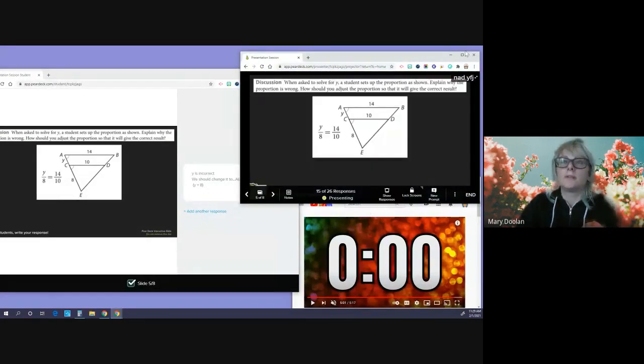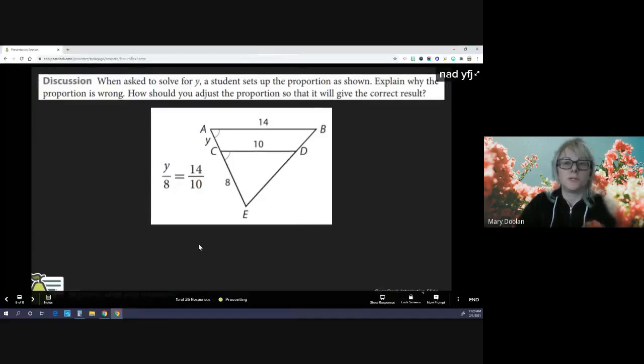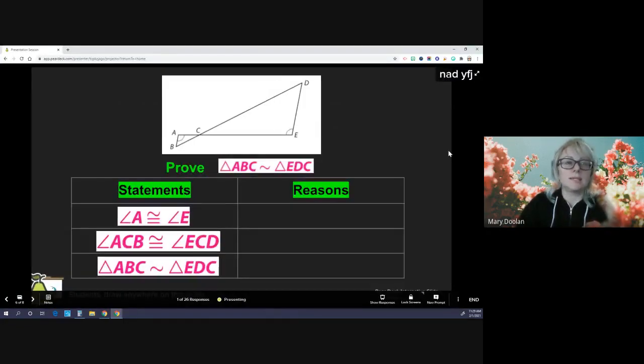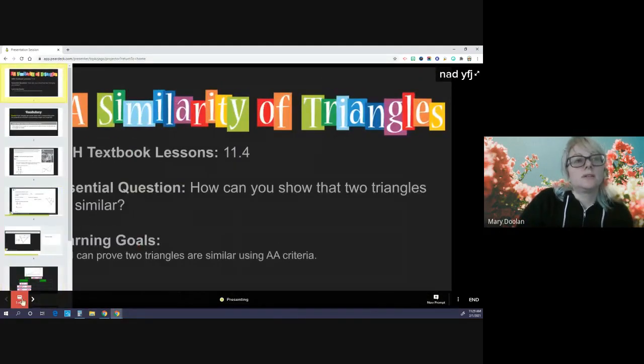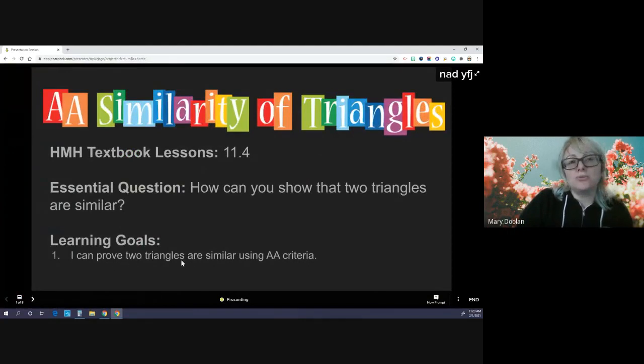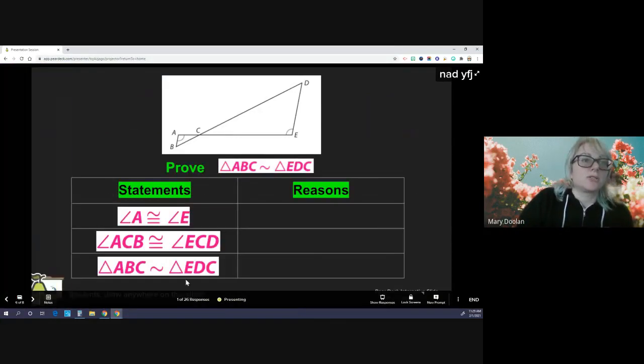Okay, so we're going to move on together. We're going to look at this next slide here. We are going to do a two-column proof. This is actually our learning goal for today. If you remember, we come back right here. Your learning goal says, I can prove two triangles are similar using AA criteria. And so we're going to actually do that right now.